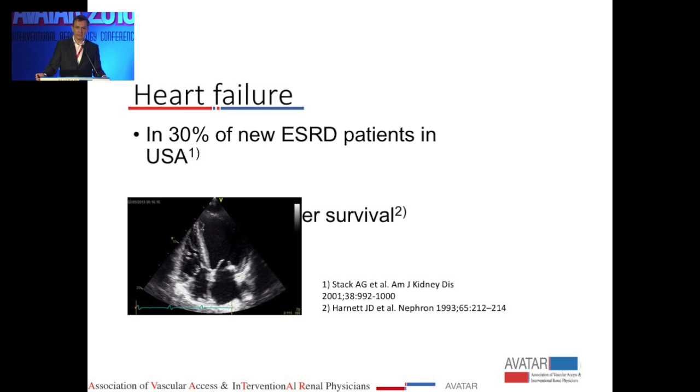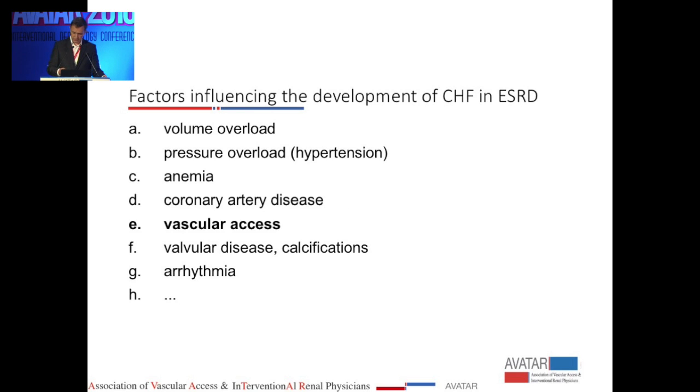Heart failure occurs in about 1/3 of new end-stage renal disease patients in the USA, and these patients have significantly shorter survival. There are various reasons, such as enlargement and systolic dysfunction of the left ventricle, and valvular calcification of the mitral valve and tricuspid valve with inadequate opening and with regurgitations, and so on.